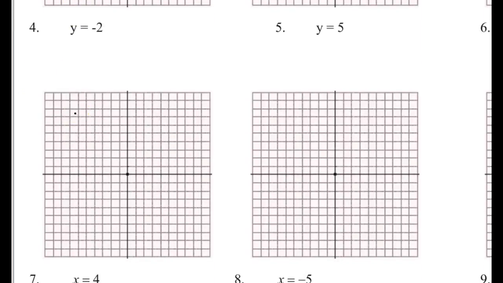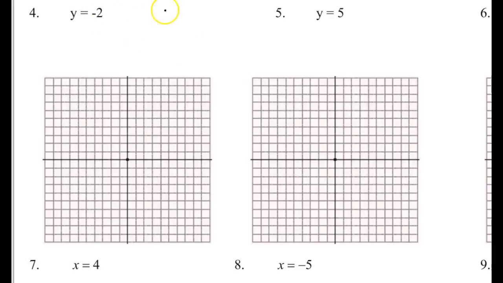Okay. So let me go down to number 4, staying on the left column. So here, there is no x. So when it's missing, go ahead and use 0 for your slope. And the number by itself is negative 2. And remember, slope of 0 is a horizontal line. Slope of 0 is a horizontal line. So just go to negative 2 and draw a horizontal line going through negative 2.